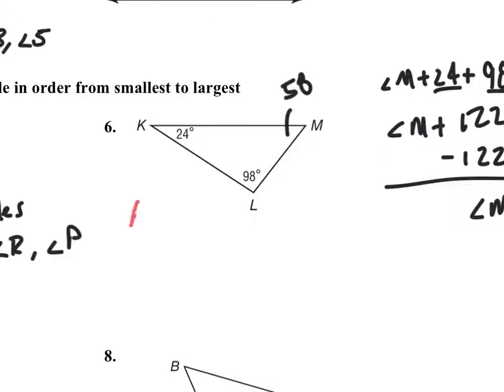So let me write angles here. I'm going to say that angle K is the smallest, because it's 24 degrees. I know that angle M is the next one up because it's 58. And then I know that angle L is the next one up because it's 98.